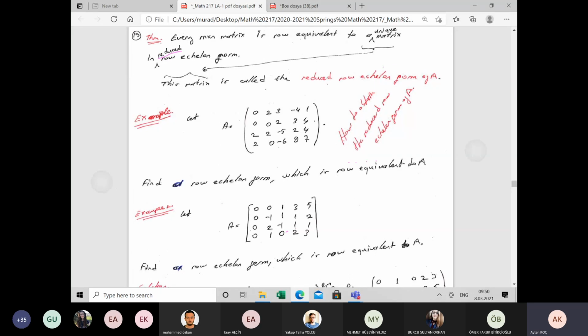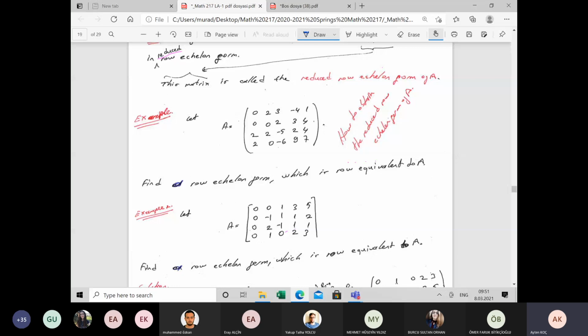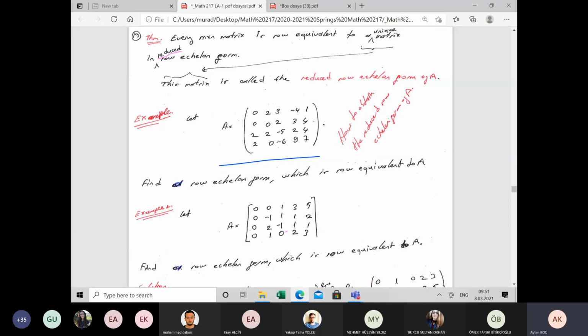Now, let's consider the following example, and take this matrix A. Our aim here is to find the row echelon form of our matrix A. It means we find a matrix B such that our matrix is row equivalent to matrix A. It's okay. And take the A.